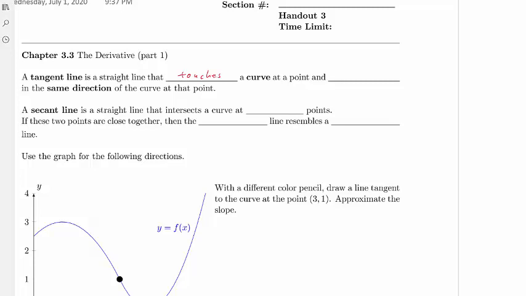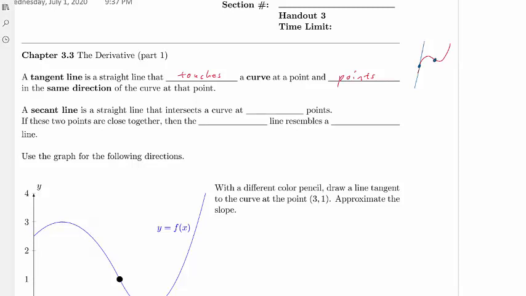a curve at a point, and you can say points or goes. We'll just use the word points in the same direction of the curve at that point. So if you have a curve like this, a tangent line touches it at that point, and at that point it goes in the same direction, right? That's what a tangent line is.